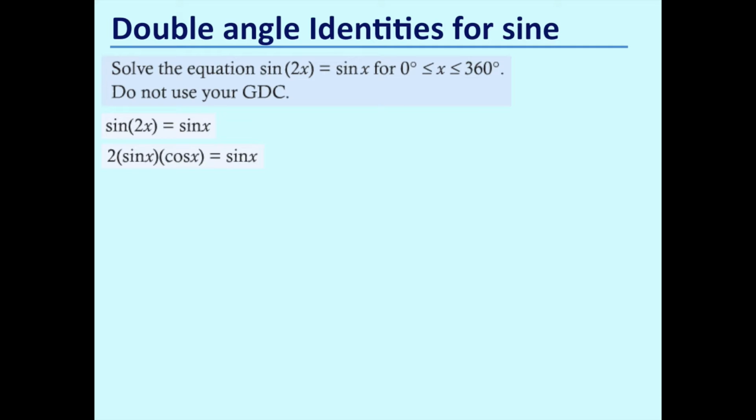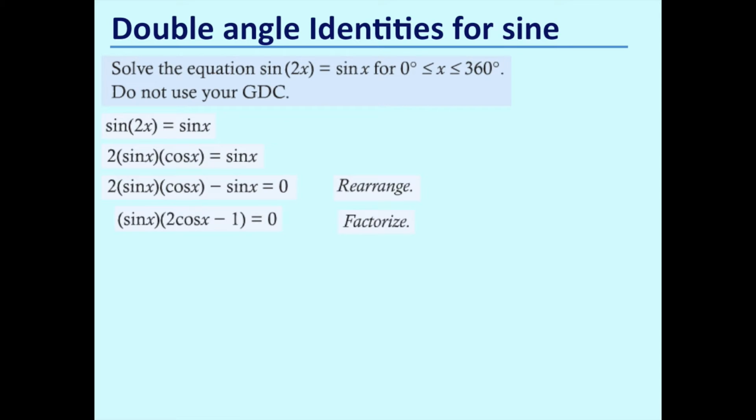Now, don't be tempted to cancel out the sine x here, that won't work. What you're going to have to do is, first of all, rearrange. So if you take the sine x over to the side, then you can factor out the sine x. That gives you sine x brackets 2 cos x minus 1 equals 0. And from here then, we can look at the two solutions. The first solution will be sine x equals 0. The second solution will be 2 cos x minus 1 equals 0.